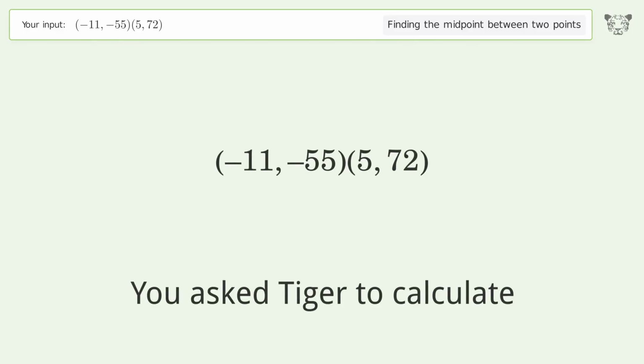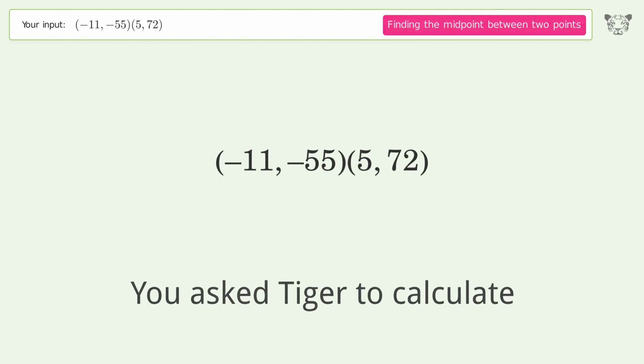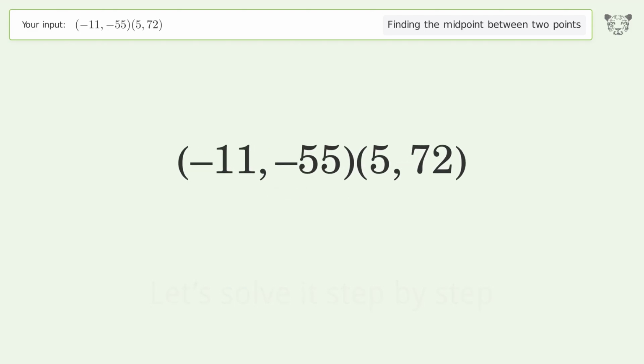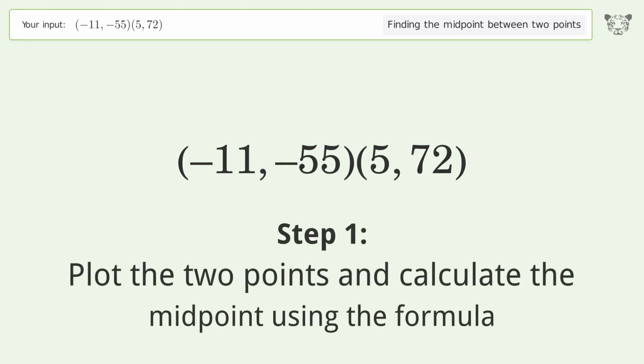You ask Tiger to calculate. This deals with finding the midpoint between 2 points. The midpoint between the 2 points is -3, 8.5. Let's solve it step by step. Plot the 2 points and calculate the midpoint using the formula.